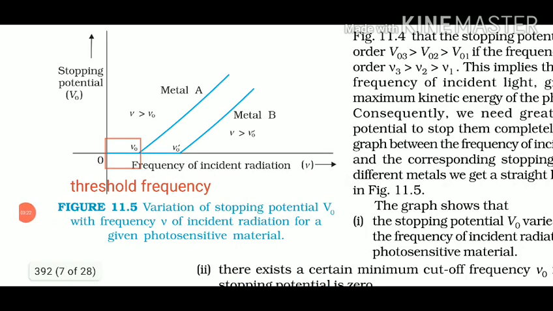In today's video lecture I have told you about four graphical variations with respect to photocurrent. The first parameter was intensity, the second was retarding potential, the third was frequency, and fourth we have seen the relationship of stopping potential and frequency. And from graph 11.5 I have defined what the threshold frequency is.